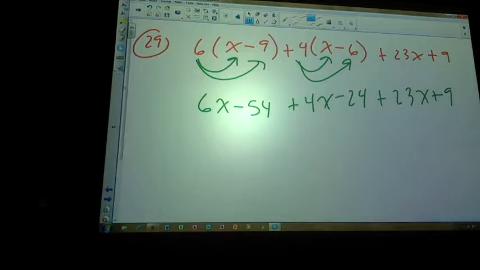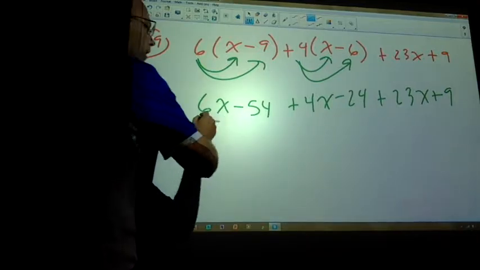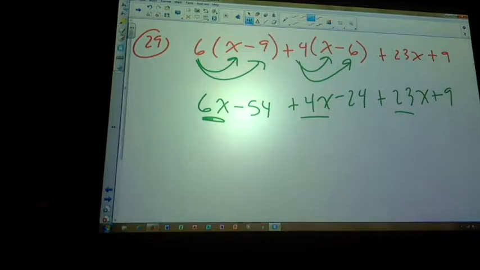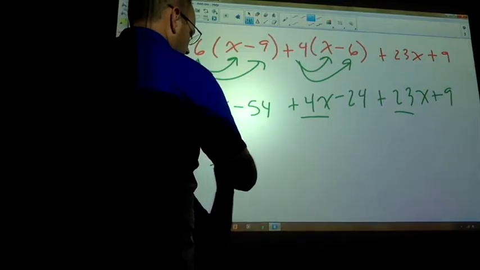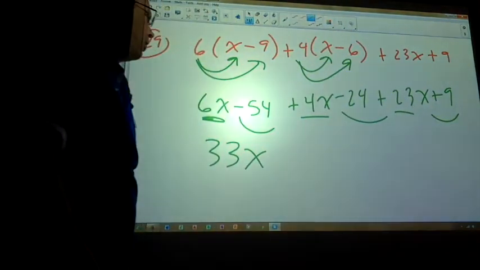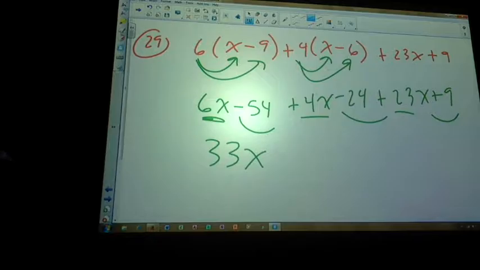All right. I do have like terms. Let's see. Like term, like term, like term. So 6x plus 4x is 10x. 10x added to 23x, 33x. I love it. And then I have here and here and here that are all like terms. So negative 54 minus 24 is negative, plus negative 69. Okay, I like that.